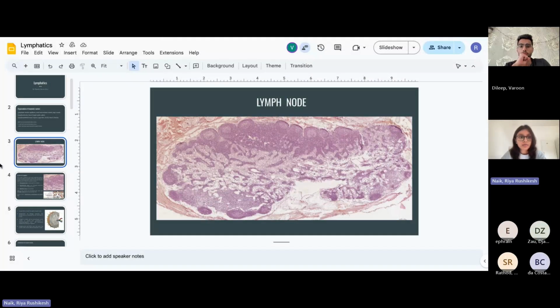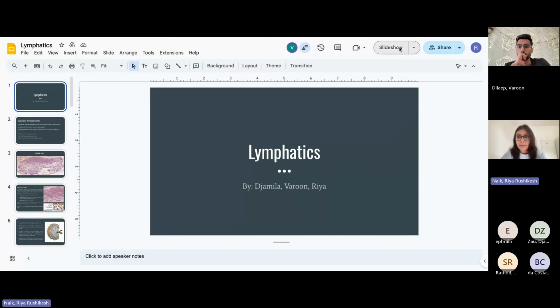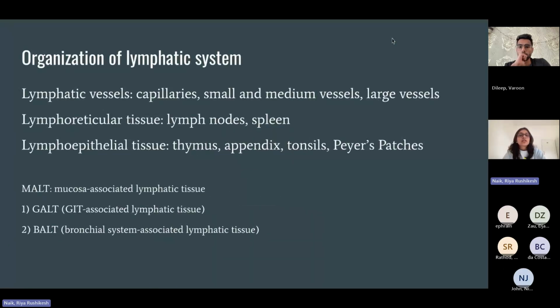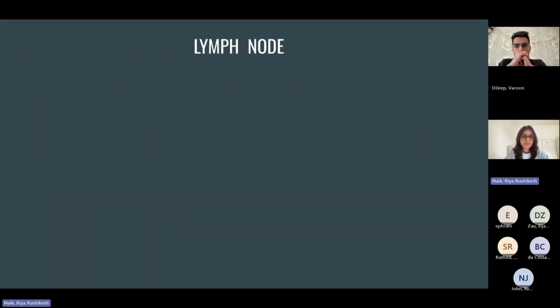All right, so hello everyone. So let's talk about the organization of the lymphatic system. There are three basic things in it. There are the lymphatic vessels, which include the capillaries and a few medium to small sized arteries and veins, and also large arteries and veins too. And there is something called lymphoreticular tissue, which consists of the lymph nodes and the spleen, and the lymphoepithelial tissue, which consists of the thymus, appendix, tonsils, and Peyer's patches.